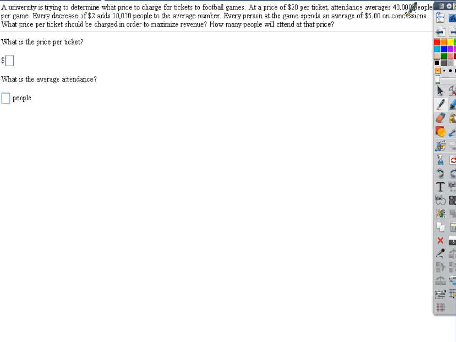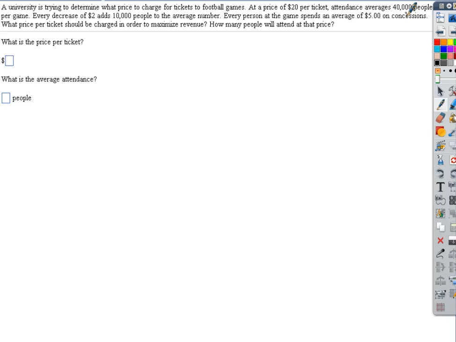Okay. So you see what the deal is here. As you decrease ticket price, of course, as price goes down, demand goes up, right? And so you got to figure out where in that mix are you going to get the most revenue. So we're trying to optimize it. Exactly. Okay, so we got to come up with a revenue function.